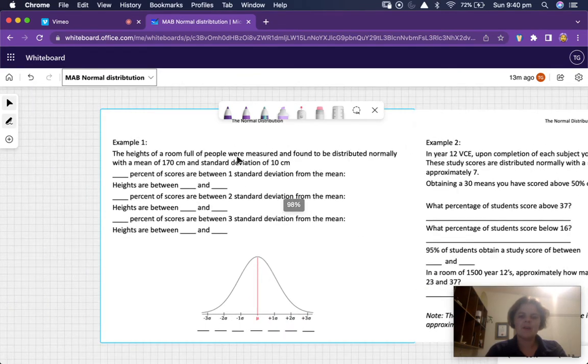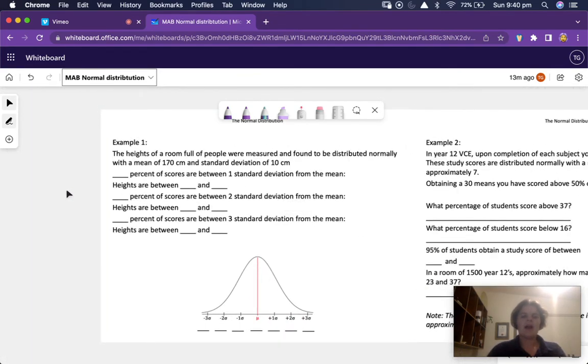We've got a room full of people, and we found that their heights were distributed normally. Whenever you see those keywords, distributed normally or normal distribution, then you know this 68, 95, 99.7% rule applies. So it's saying we've got a mean of 170, which is important information, and a standard deviation of 10. Now we want to fill in these gaps.